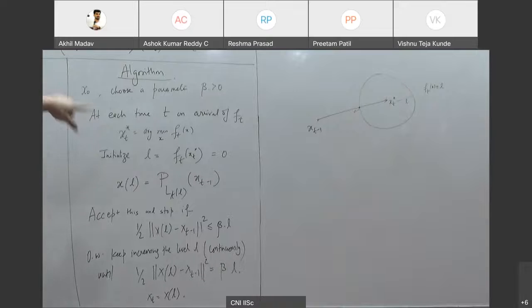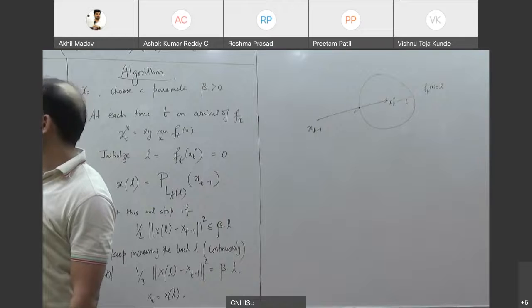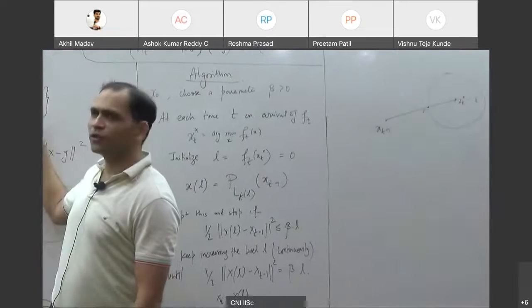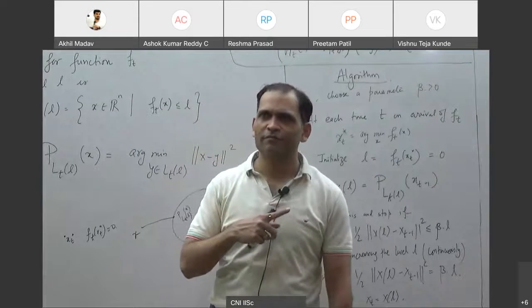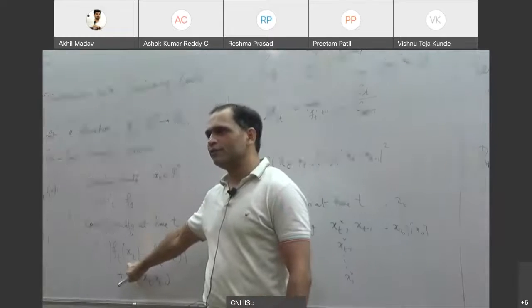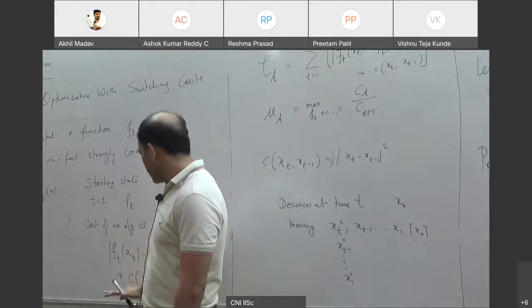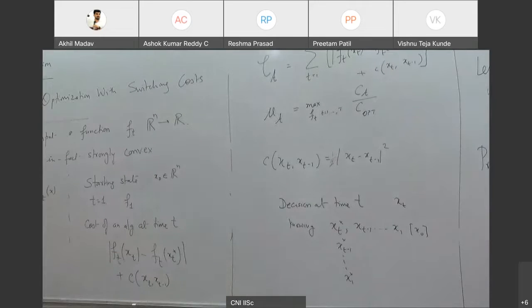So, for any point inside this ball, FTX is at most L, and FT of XT star is 0. So, the suboptimality cost is nothing but the difference of the two values. This is at most L, that is 0. So, the difference is at most L. Just look at this. This is 0. This value is at most L for any point which is within the ball. So this suboptimality cost I am bounding by L, and this I am making a function of that L. And because of the convexity, the projection is exactly going to fit on the boundary. So it is equal to L, not even less than L.